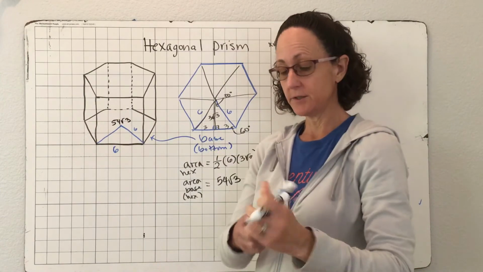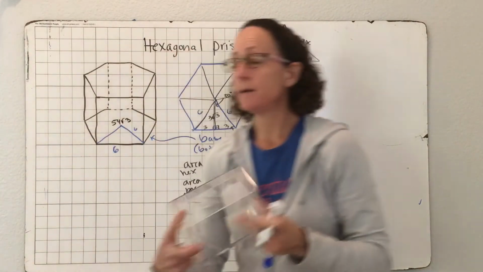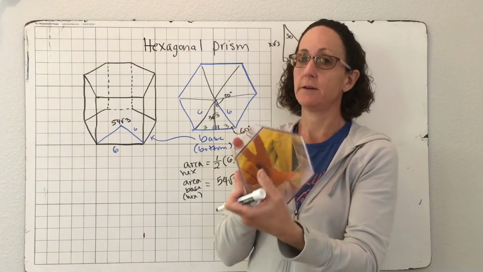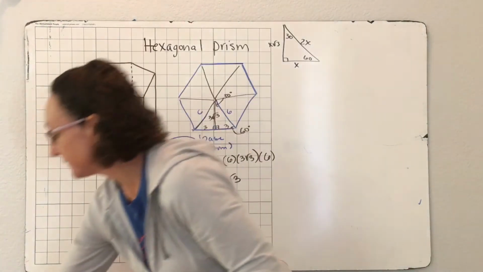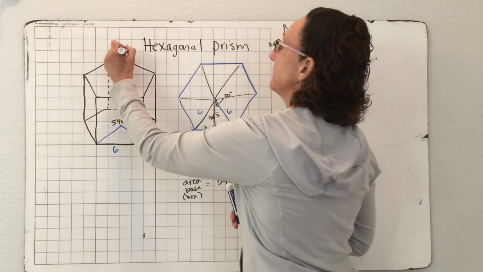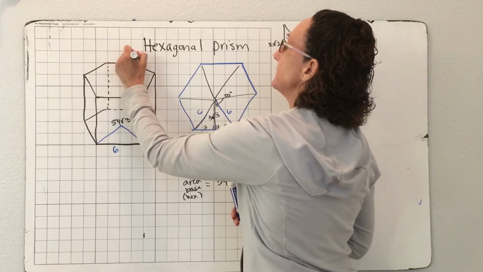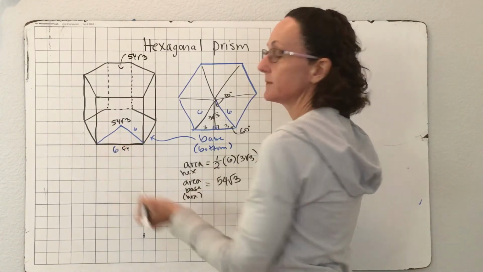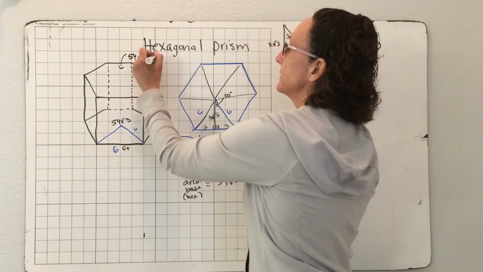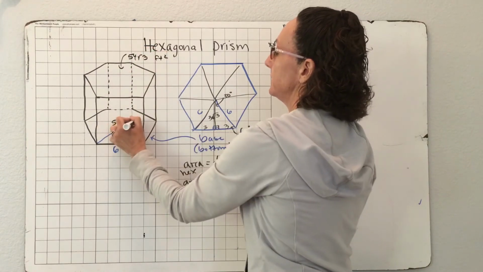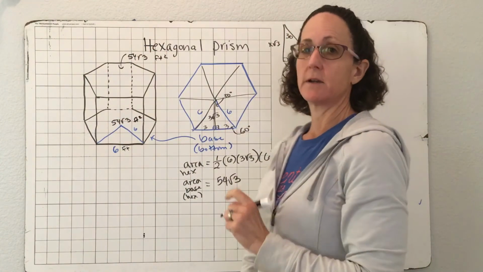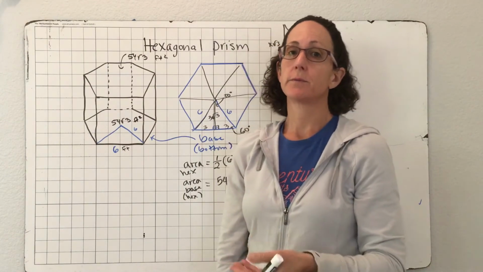But here's the good news. If the bottom has an area of 54 root 3, then the top has an area of 54 root 3, because they can't be different. So we also know that the top is 54 root 3. I forgot to put units on, so let's call these feet. So this is feet squared, and this is feet squared. The top and the bottom are both hexagons. They have an area of 54 root 3 feet squared.